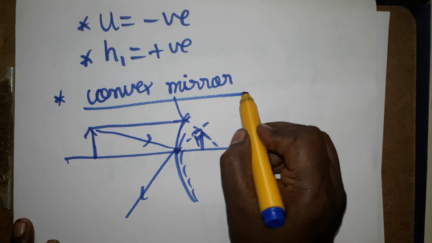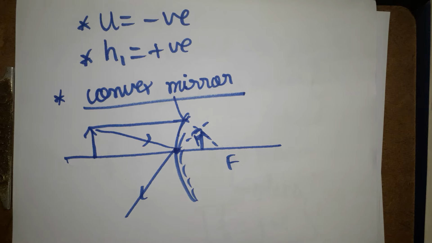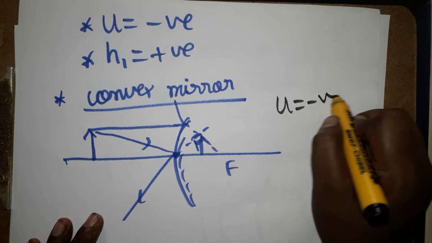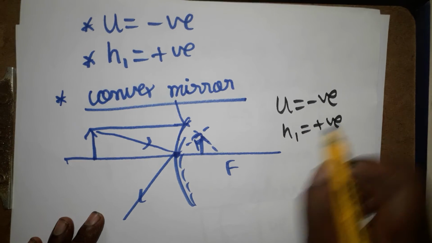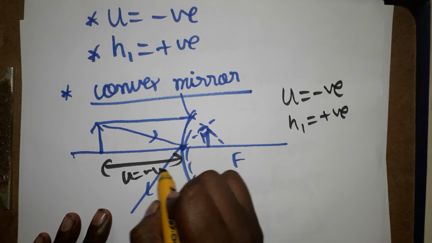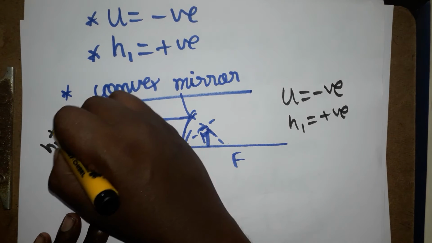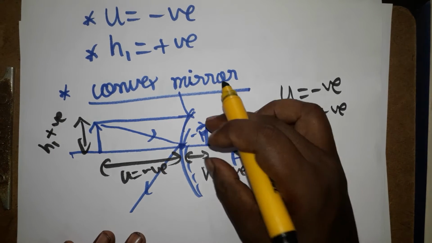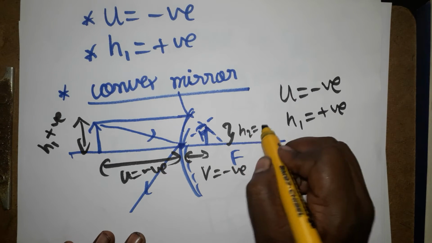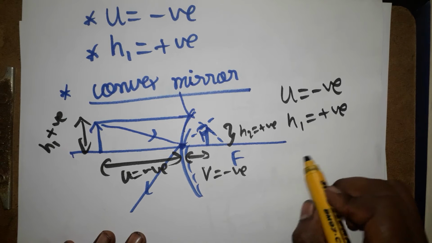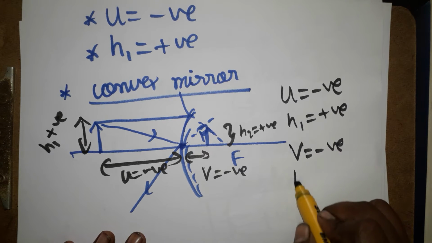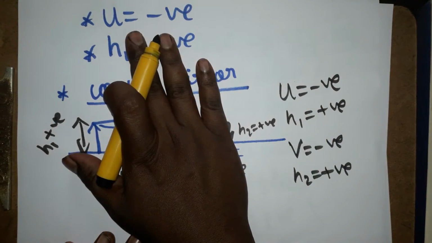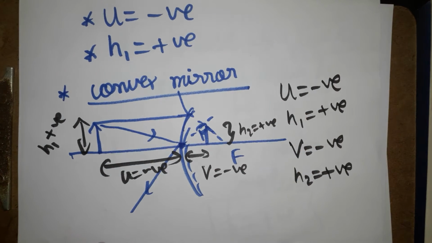If the problem is based on a convex mirror, already I told you, u in whatever case is negative, h1 in whatever case will be positive. So u will be negative, h1 will be positive. What about the image? Image distance will be negative, image height will be positive, it is fixed. We don't have any other condition. If you are not getting this, you made a mistake somewhere. This is a fixed value for the convex mirror, whatever question they ask.